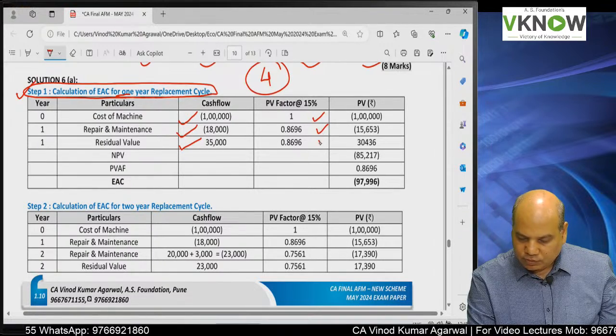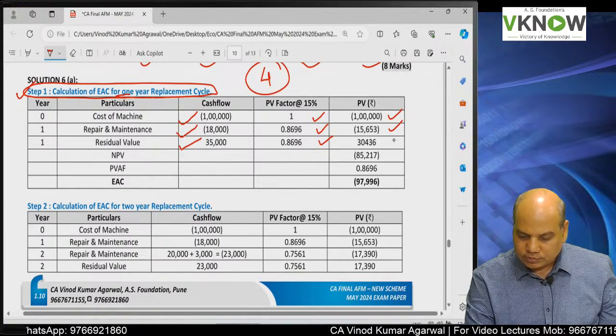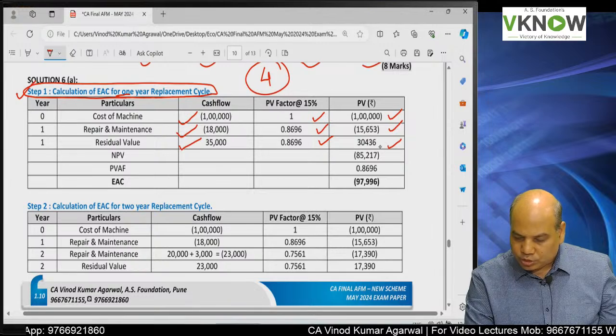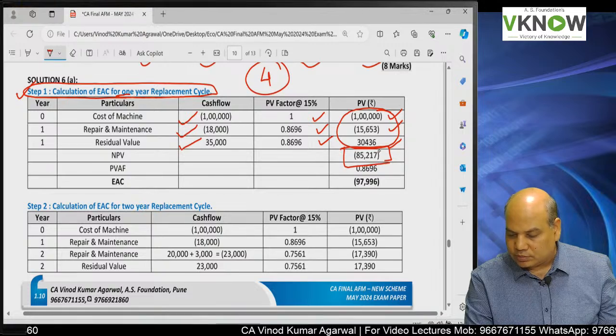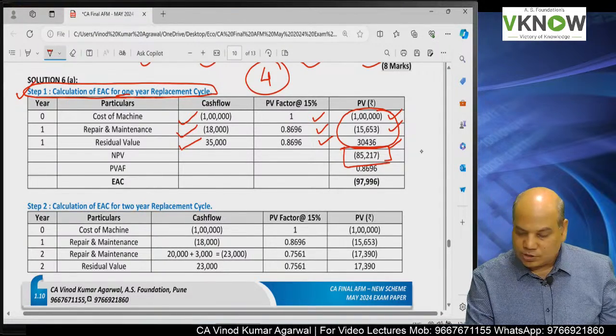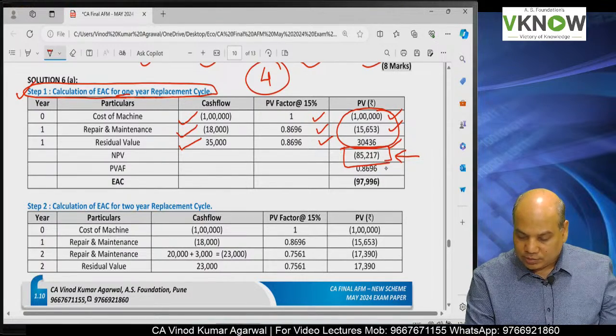I will write the PV factor as given in the problem and compute the NPV. The NPV comes to 85,217. The students are requested to please check the calculation themselves. If there is some calculation error, please let me know.